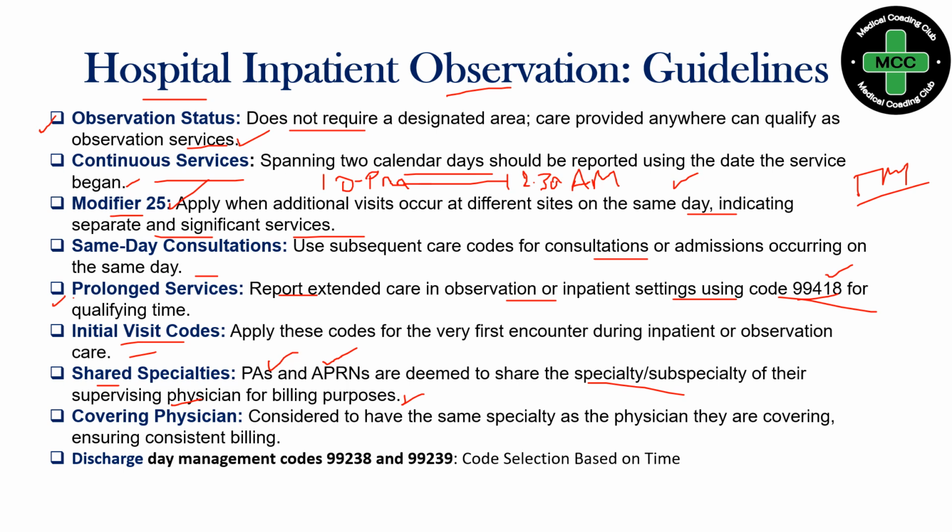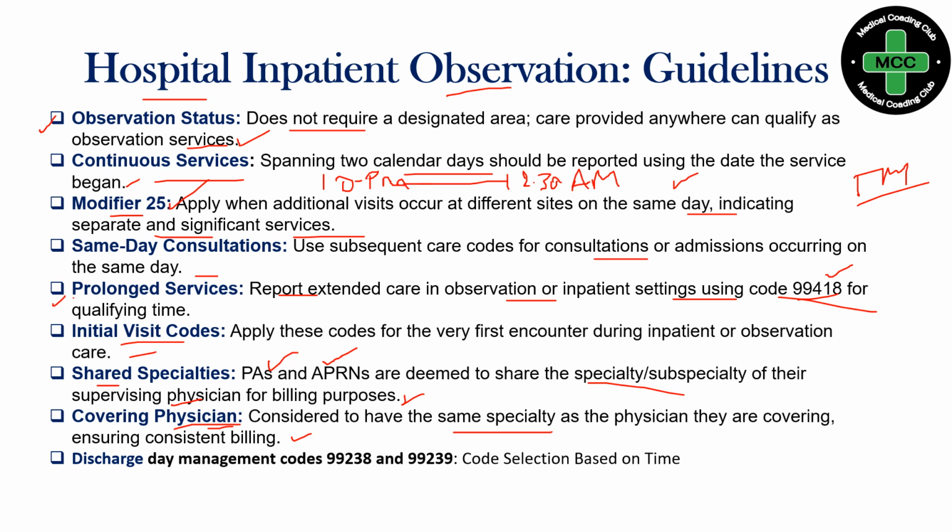Okay, and next, covering physician. Considered to have the same specialty as the physician they are covering, ensuring consistent billing. Say for example, one provider who is on a regular basis, he was on leave. Okay, he is not available. So to replace that particular physician, the covering physician should be from the same specialty. Okay, so then only we are able to bill it properly, or else we will have an issue in reimbursement. So the covering physician must be from the same specialty.